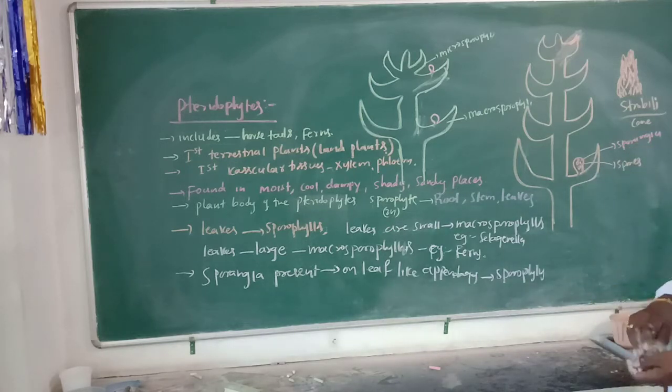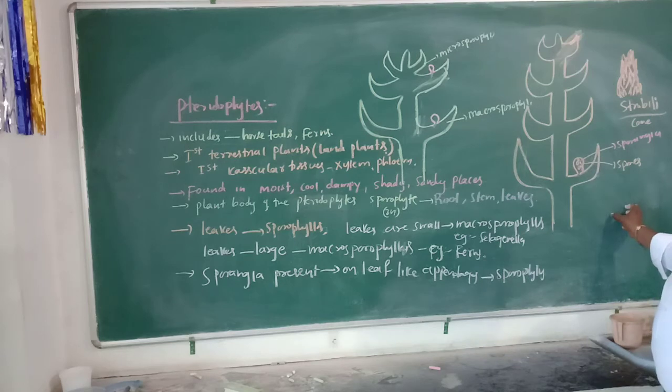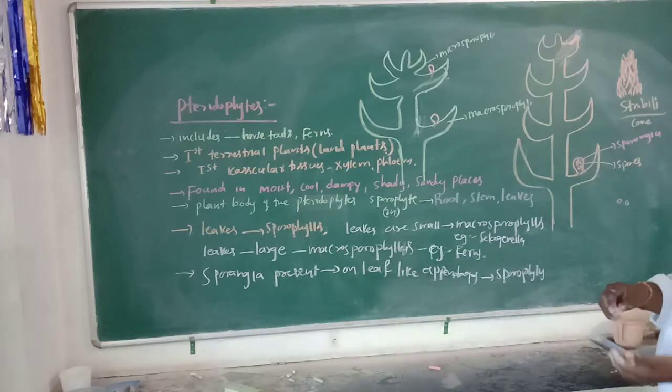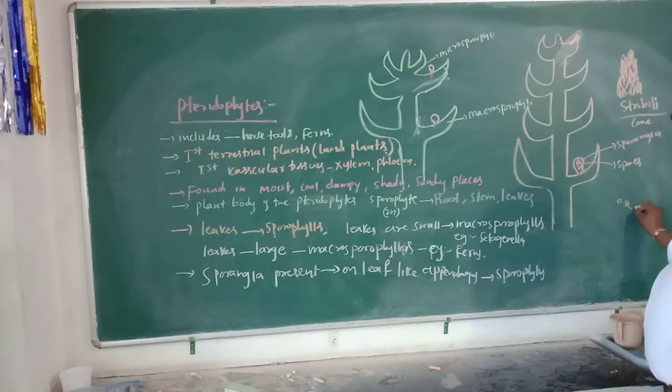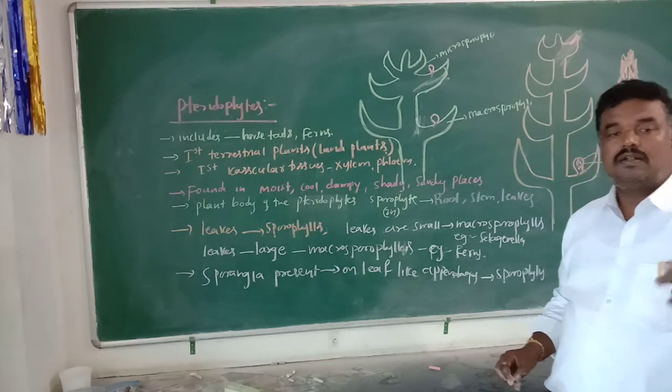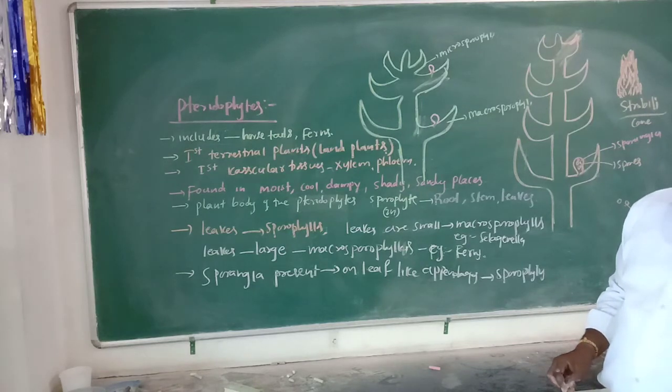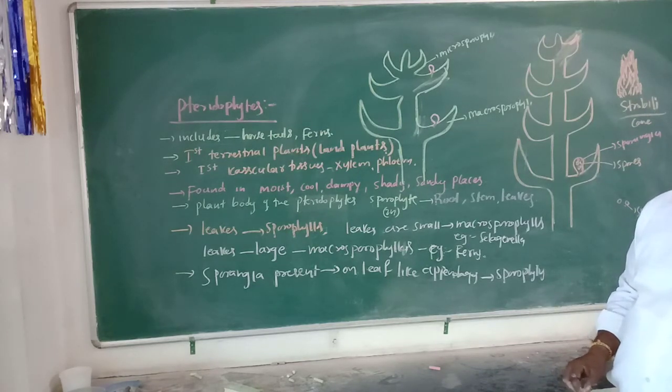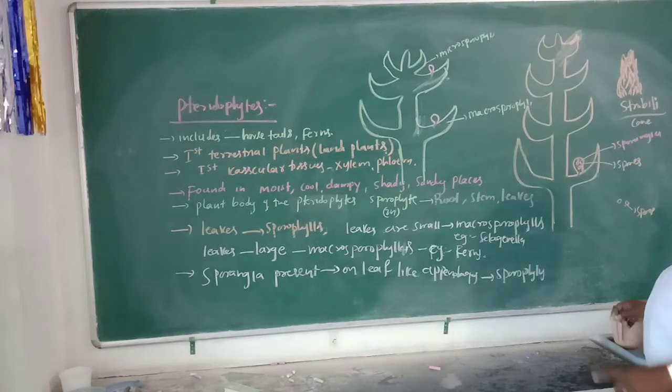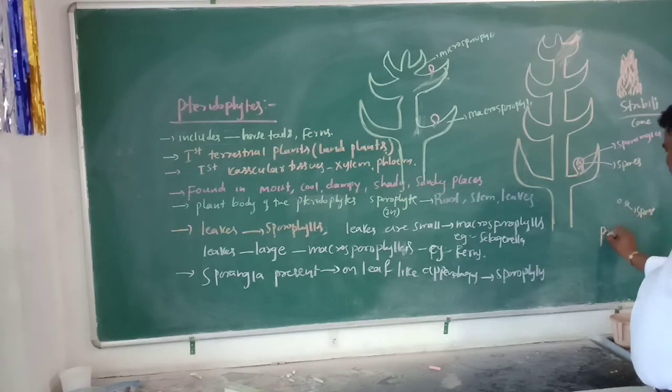Whenever spores are produced, they are released onto a suitable substratum. When the sporangia produces spores and releases them, those spores fall on a suitable substratum, on the soil. And these spores develop into small multicellular, free-living, photosynthetic gametophytes called prothallus. You must understand prothallus properly.